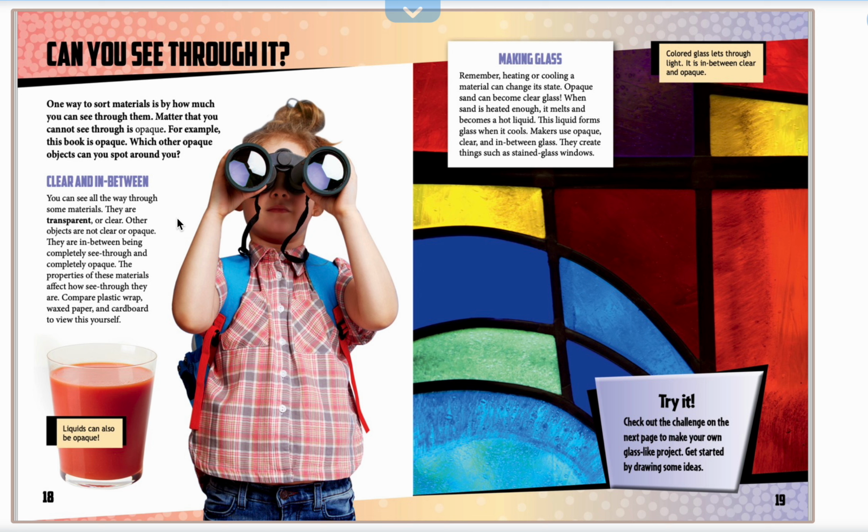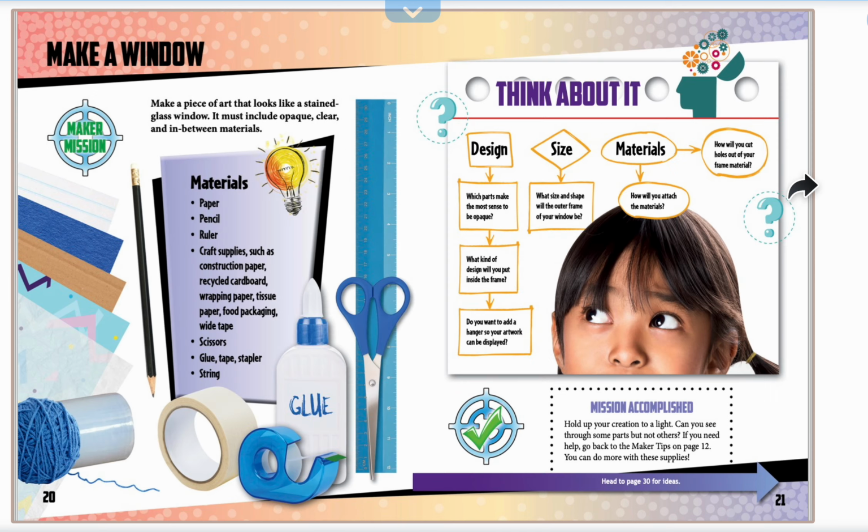Clear and in between. You can see all the way through some materials. They are transparent or clear. Other objects are not clear or opaque. They are in between, being completely see-through and completely opaque. The properties of these materials affect how see-through they are. Compare plastic wrap to wax paper and cardboard. Try it yourself.